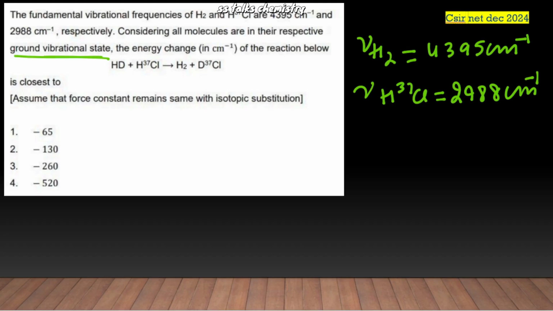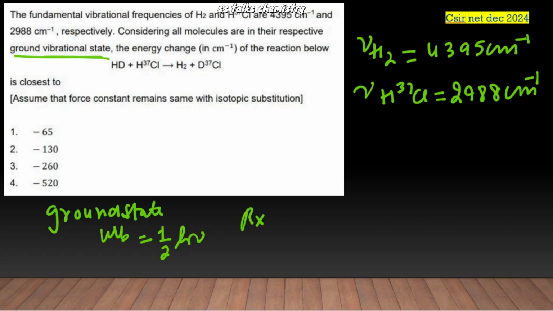So the same type of question was being asked to us. Here also the reaction was given, but in that case the frequency values were given to us, right? So firstly you are talking about the ground state, right? For the ground state vibrational level, the energy is half of h nu. So now for the reaction change, the energy will be delta E. For this reaction, it is going to be the energy of the product minus the energy of the reactant.